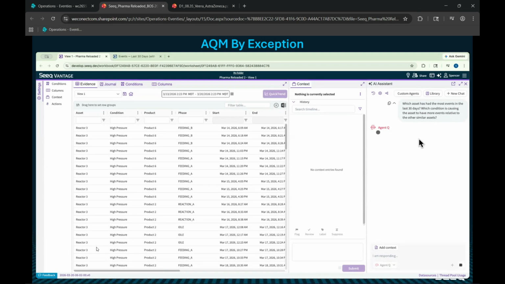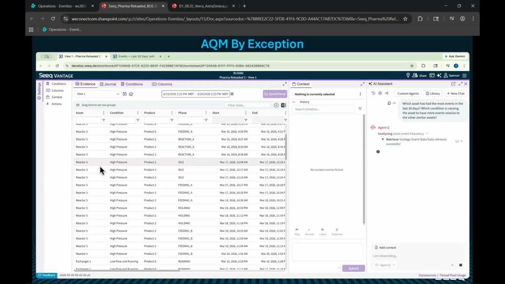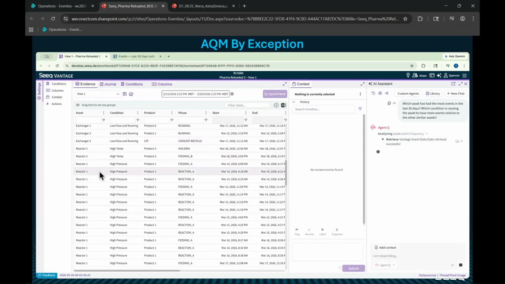Okay. So here we're querying our agent queue. We're asking it, which asset has the most events in the last 30 days, and which condition is causing the asset to have more events relative to other assets. And so here we have a collection of data.